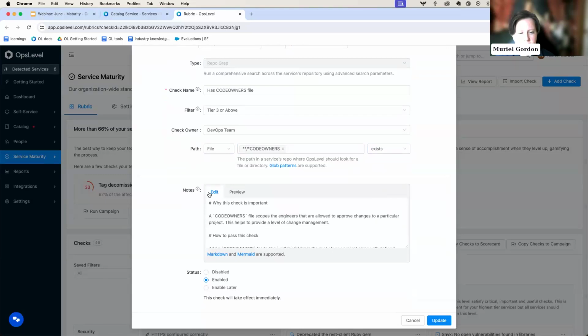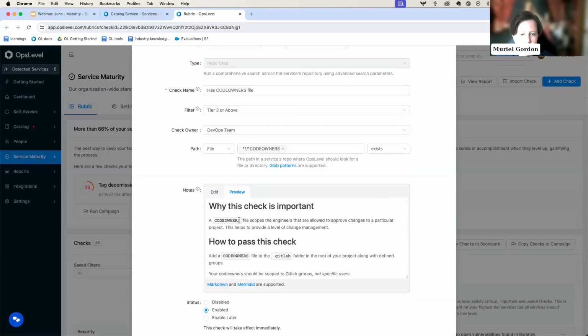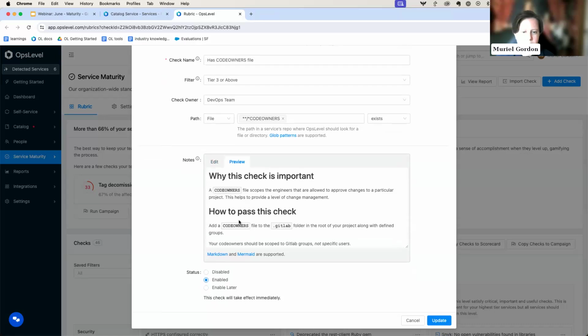And this is more best practices stuff here, optional, but a good thing to do. You can actually provide notes to the folks who are going to be looking at these checks so that they get an idea, and you can pretty it up and make it all nice with some markdown. Why is this important? How to pass this check? I think this is just a best standard to apply to these.